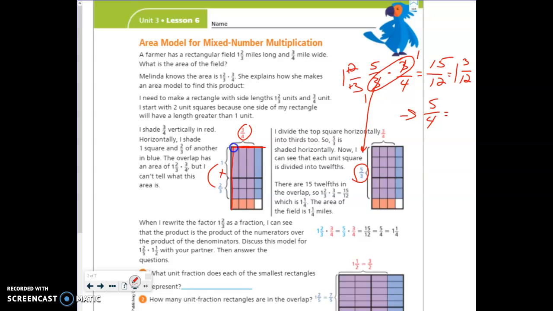Do the same thing for the 5/4. I end up pulling a 1 out. I'm left over with 1 as my remainder, and in this case it's over 4. Now you might say, Mr. Mace, that's still not the same. Well, that's because this mixed number is not in simplest form yet.